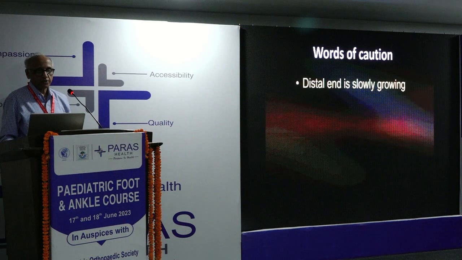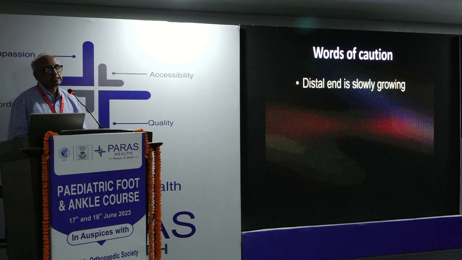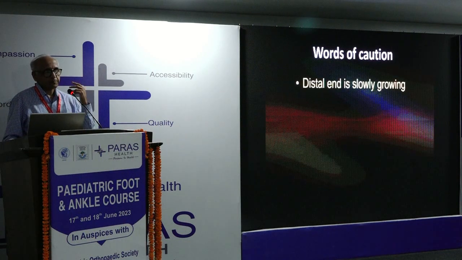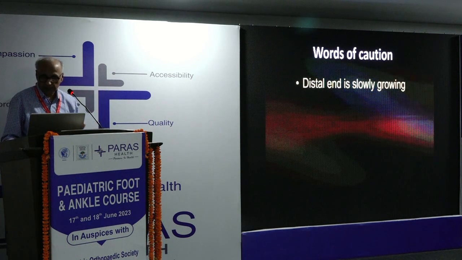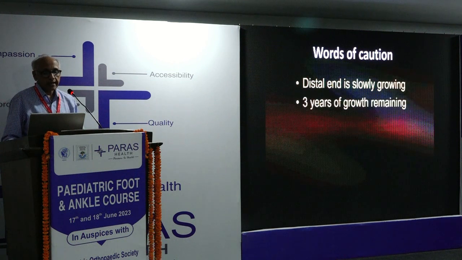The word of caution: the distal end is slowly growing, so don't expect a rapid correction. Usually the correction will take 2 years or so, depending on the amount of deformity. And the 3 years of growth must be there. Then and only then can we expect some correction.